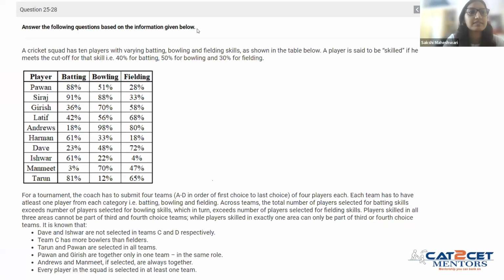So firstly, this set tells us that there is a cricket squad. It has 10 players with different bowling, batting and fielding skills as shown. And there are different cutoffs for all of the skills. So for example, 40% for batting, so that means that Pawan is skilled in batting. 50% for bowling, that means he is also skilled in bowling. And for fielding, it's 30%, that means he is unskilled here. So that's how we have to judge.